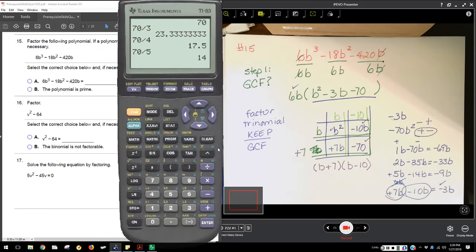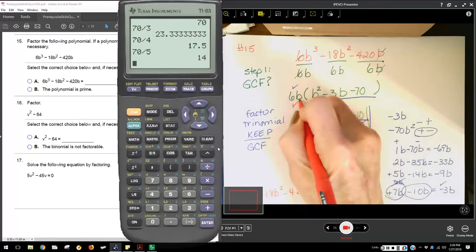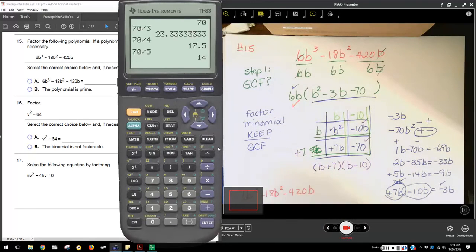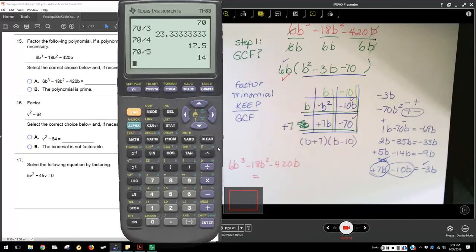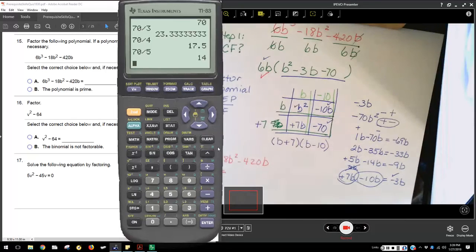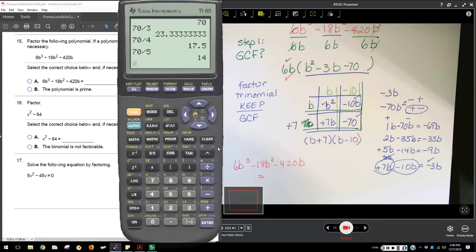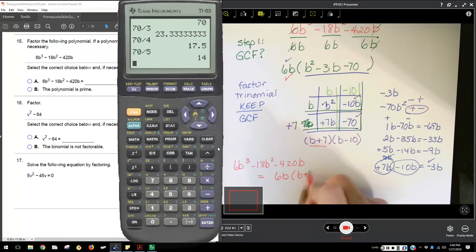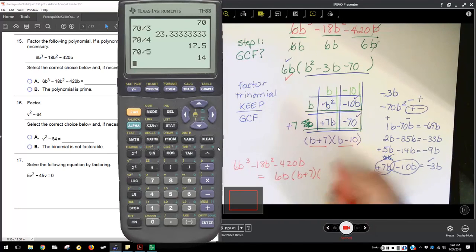And that tells us that the original problem completely factored is equal to 6b, don't leave out your greatest common factor, times b plus 7 times b minus 10.